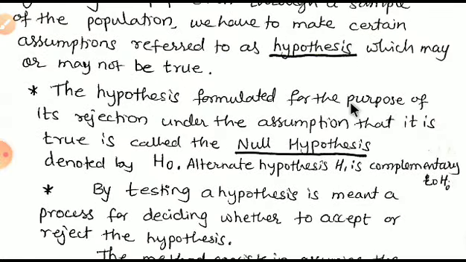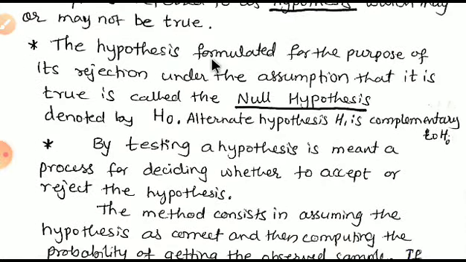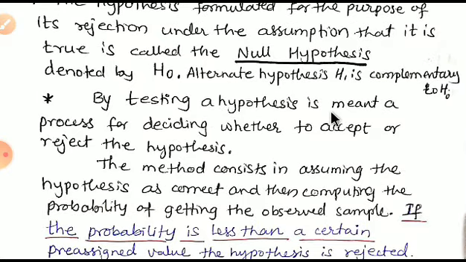There are two types of hypothesis. The hypothesis formulated for the purpose of its rejection under the assumption that it is true is called a null hypothesis, denoted by H naught, and the complement of this null hypothesis is defined to be the alternate hypothesis, denoted by H1. By testing a hypothesis is meant a process for deciding whether to accept or reject the hypothesis.